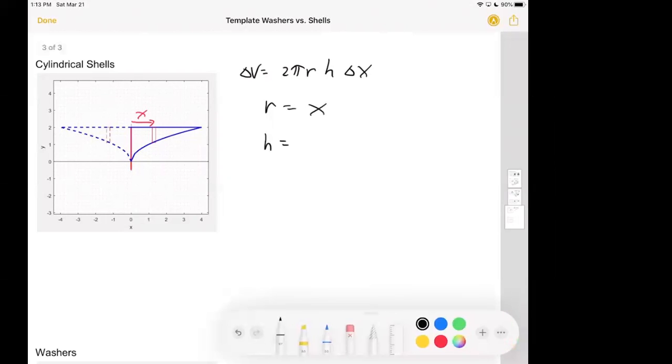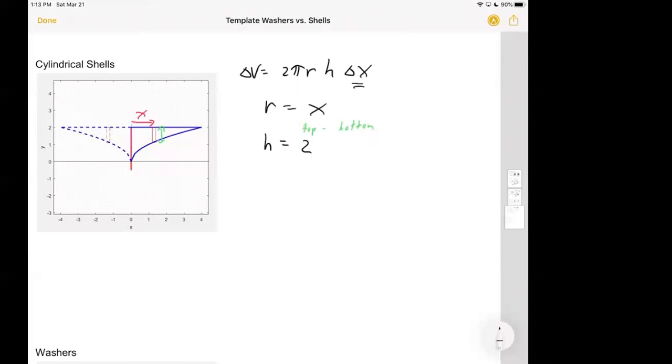Now the height is going to be this height right here. So once again, we want to do top minus bottom. So if we look at where the top is, it's always at a height of 2. And the bottom is bumping against the curve. And since we're working with delta x, we will want to write that as the square root of x. So then we can fill that in.